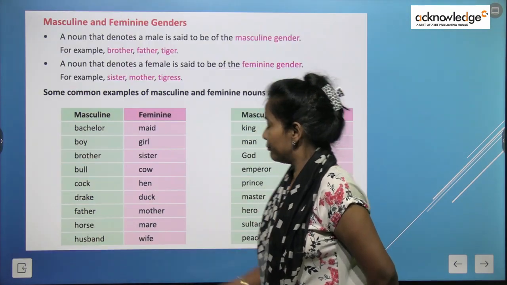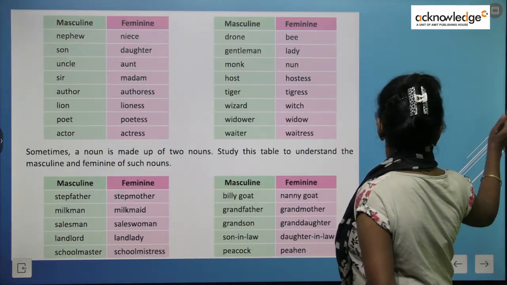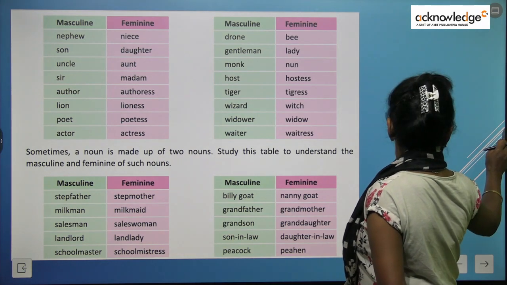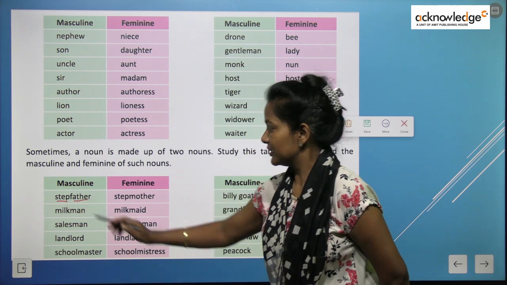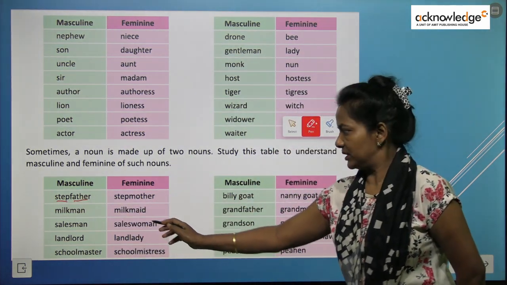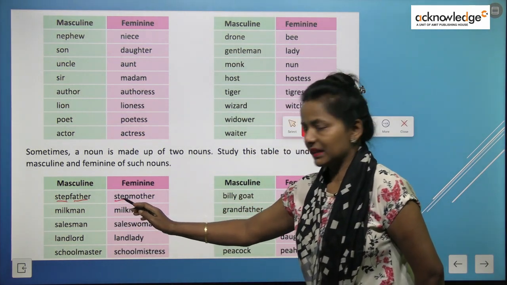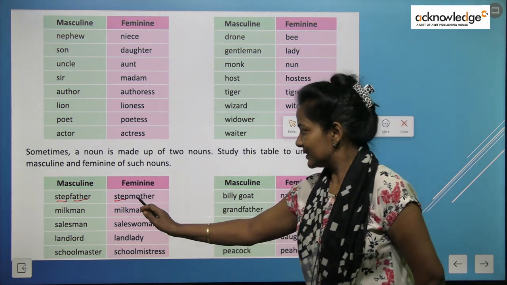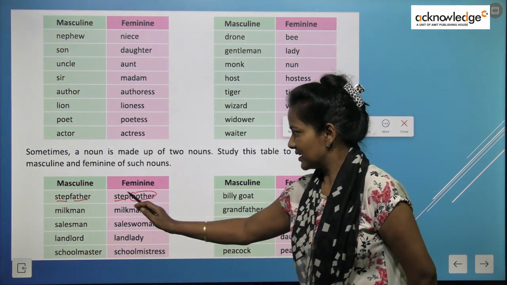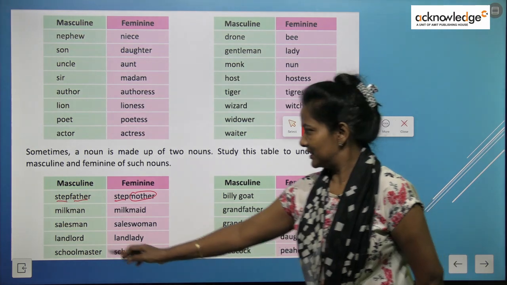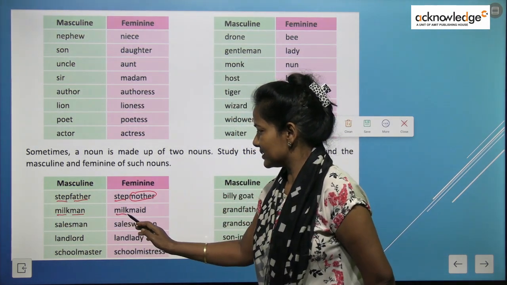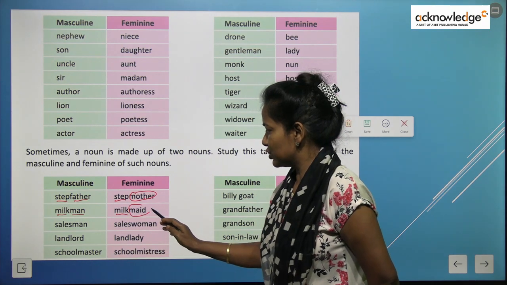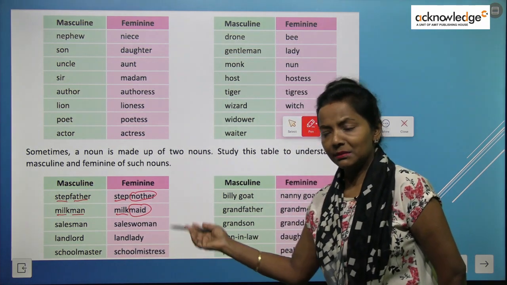Step and father. There are two words here, two nouns here. See, step and father. When we change into feminine gender, the first noun remains the same and the second one changes from father to mother. Here also, milk and man. The milk remains the same. Man, we change man to maid. Man का maid हो गया.